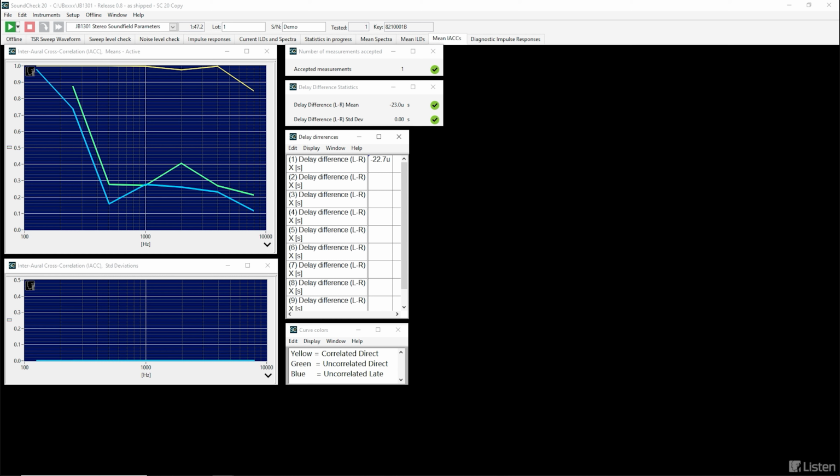Using TSR analysis, Soundcheck can measure interaural cross-correlation and interaural level difference. When interpreted together, they objectively describe many of the spatial characteristics of sound systems.